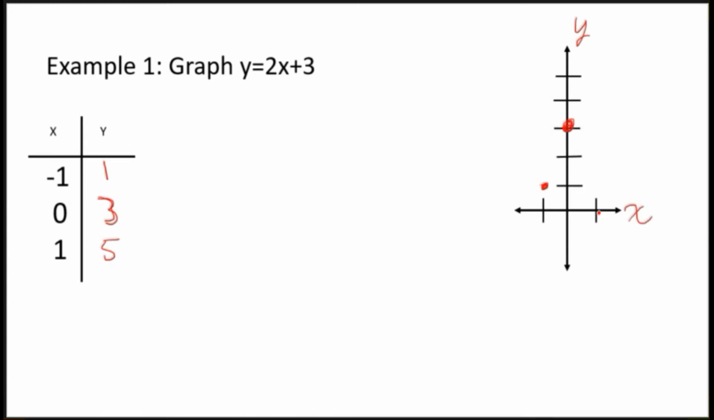Okay, and lastly, I have 1. I'm going up to 5. And we have our 3 points. Now, truly, you only need 2 points to draw a line, but the third one just kind of gives you that confirmation that, yep, this is all working out. This is going to be a straight line.